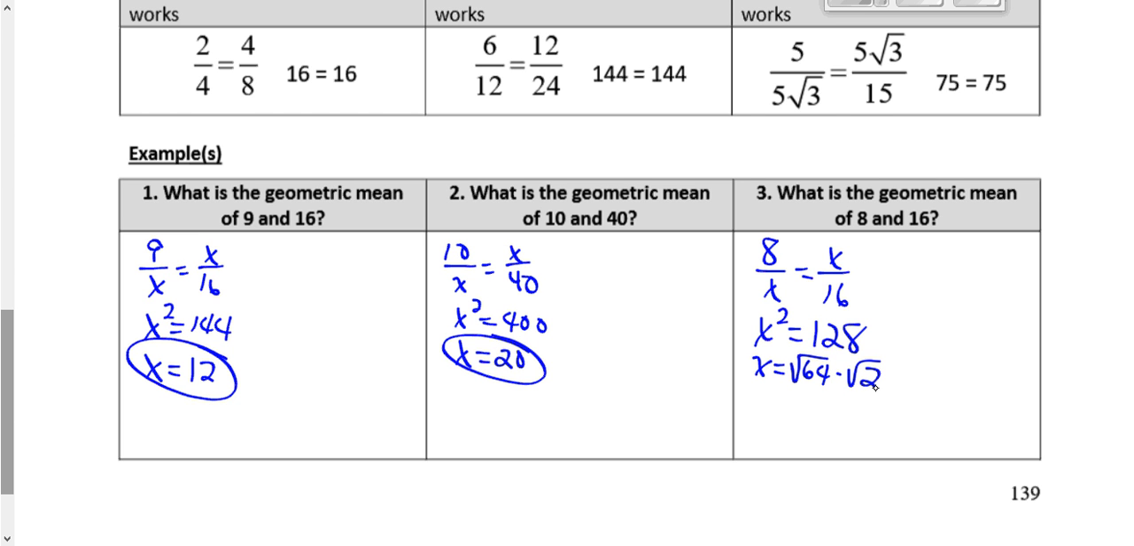Look, 64 is in there. Yeah, it is. 8 times 8. What's the square root of 64? 8. So 8 square roots of 2. See how if you get the biggest one, you're better off? Okay.